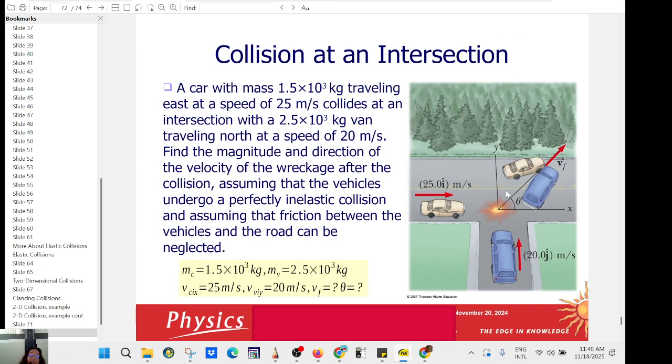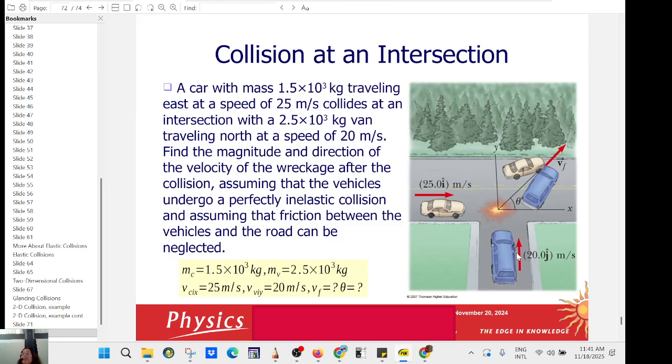It depends on the angle, and it depends on the car. This one is heavier. Because this one is heavier, it's going to push more in this direction. The winner depends on the mass, right? So this one is heavier, so the angle will be more than 45 degrees. If they have the same mass and the same initial speed, then the angle will be exactly 45 degrees.